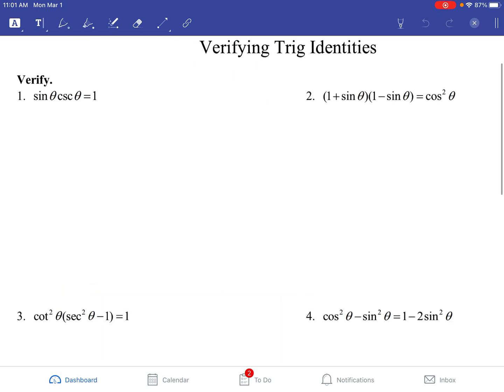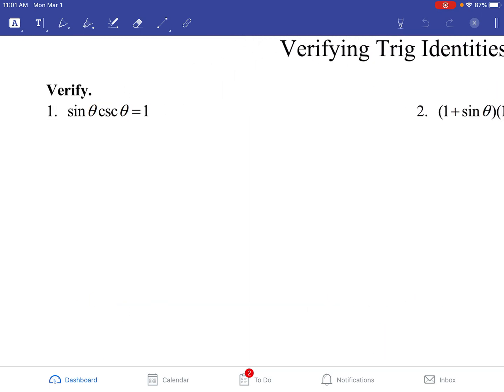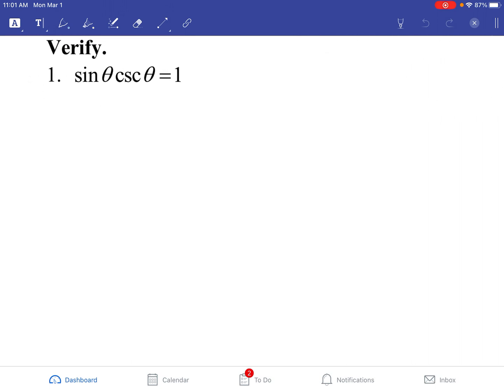So what we're going to do is make the left-hand side of the equation equal the right-hand side. So you know you're done when you get the left-hand side to look like the right. Okay, so let's look at these. First one, we have sine times cosecant. Again, one of the strategies for doing these problems is to turn everything into sine and cosine. So we have sine of theta. Cosecant of theta is equal to 1 over sine. And then these two cancel, which gives you 1. And 1 equals 1. There you go.